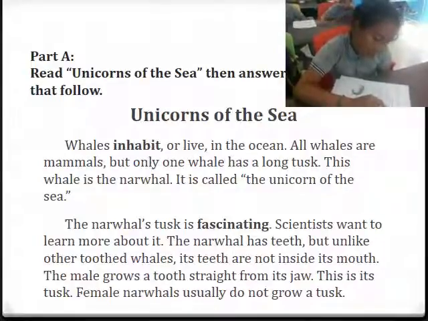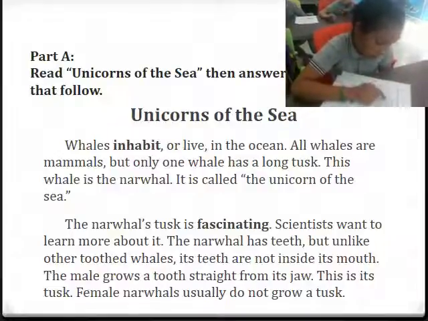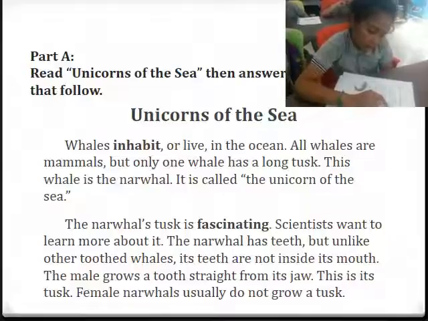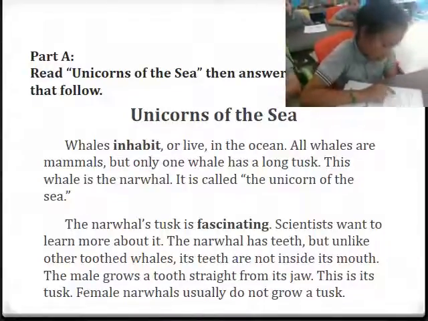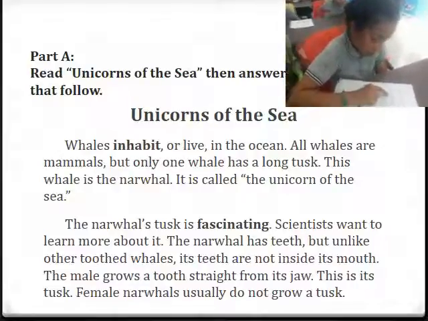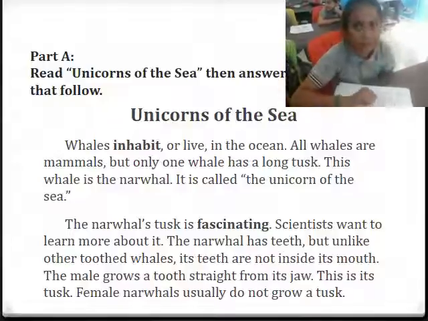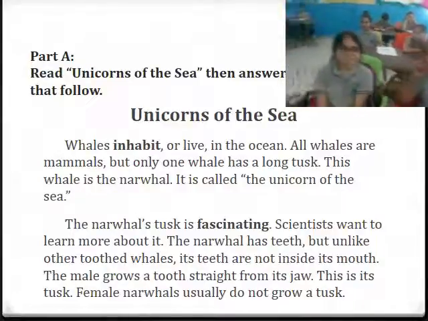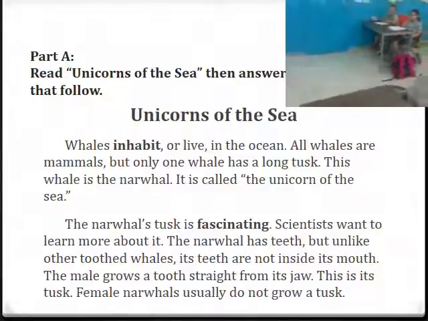All whales are mammals, but only one whale has a long tusk. This whale is the narwhal. It is called the unicorn of the sea. Very good. Continue reading, Yara. You can read from the board if you want.